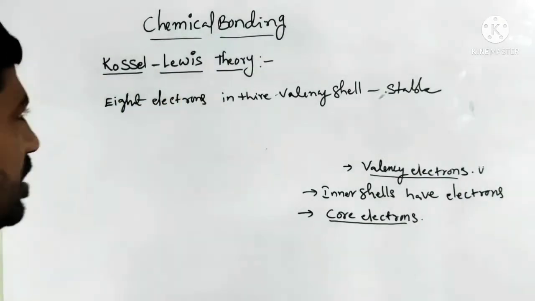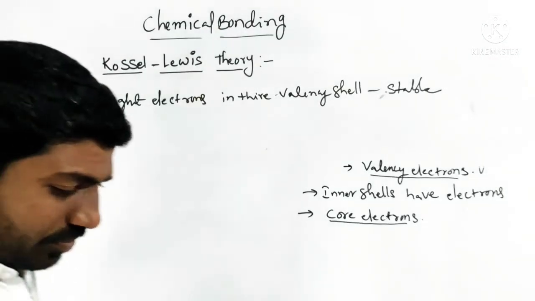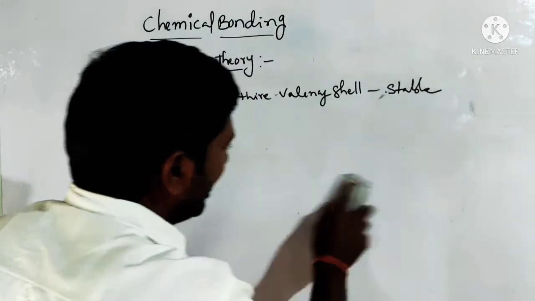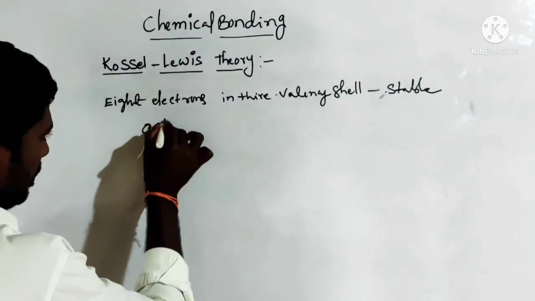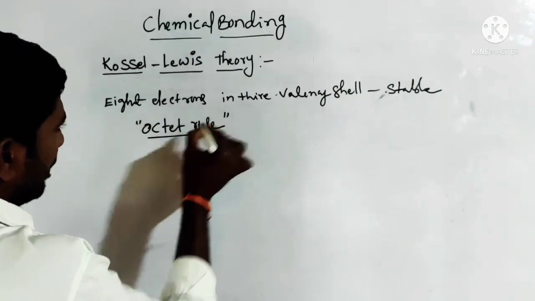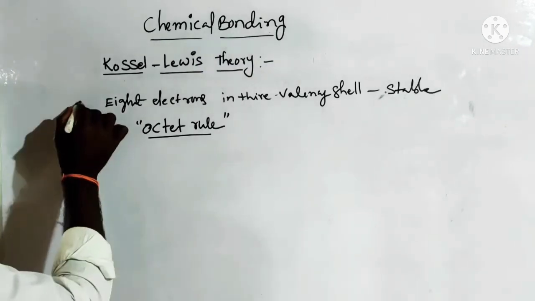So what does the Kossel-Lewis theory say? They said 8 electrons means a stable electronic configuration. This is known as the octet rule. According to the octet rule, every element tries to attain the noble gas configuration, so 8 electrons in the valency shell means it is stable. This is one of the points in the theory.